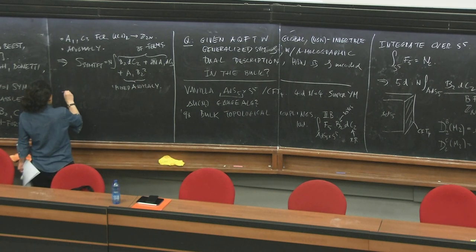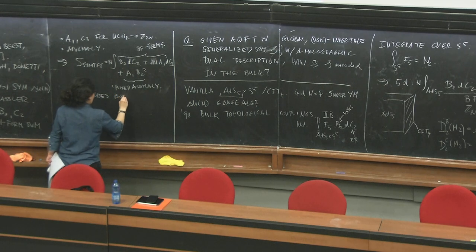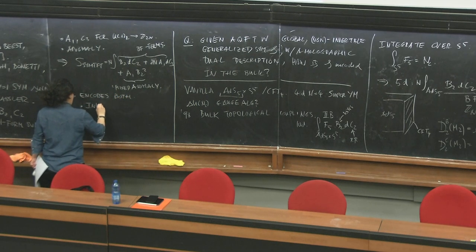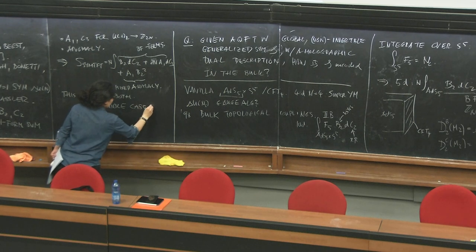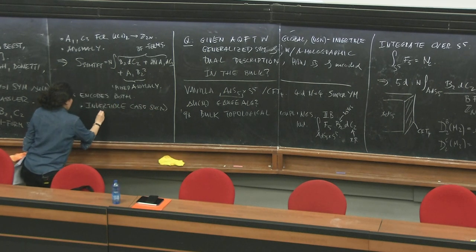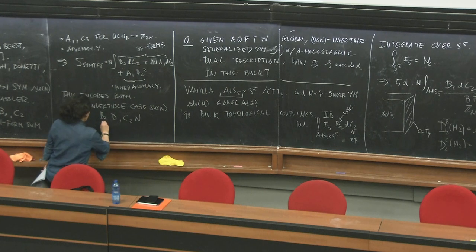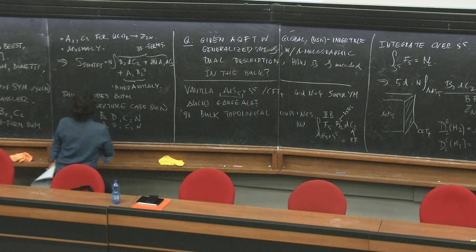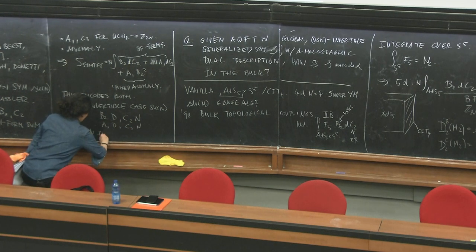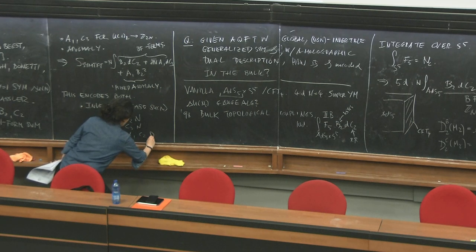Neumann. So this basically encodes both the invertible case for SU(N), which is B2 is Dirichlet, C2 is Neumann, and A1 is Dirichlet, and C3 is Neumann, and also the non-invertible case where we have now B2 is Neumann and C2 is Dirichlet.